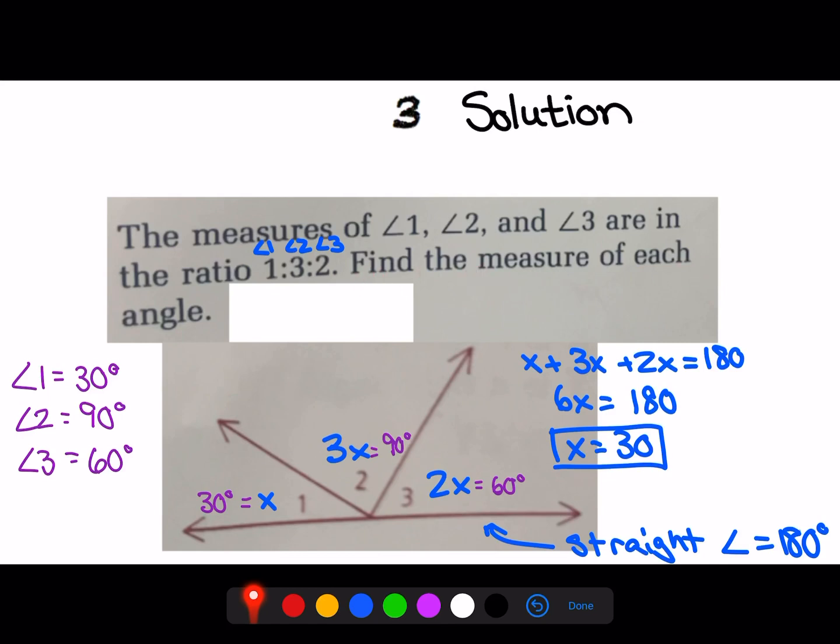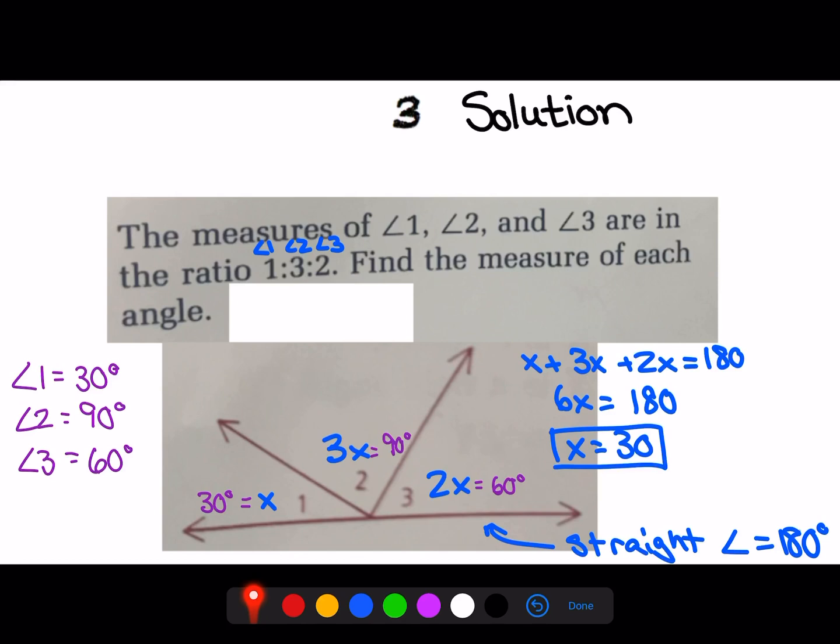But we're trying to find the measure of each angle. So I take this 30, I plug it back in for x, and that gives us angle 1 is equal to 30 degrees, angle 2 is equal to 90 degrees, and angle 3 is equal to 60 degrees. And those are our 3 angles.